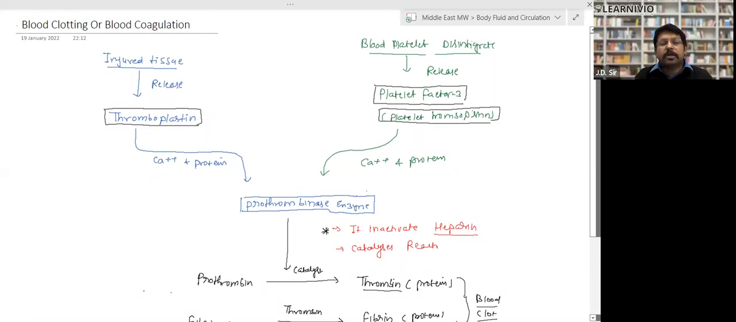This is the flow diagram. If your school authority asks you what the blood clotting process is, first draw the flow chart and then explain it the same way in your notebook.